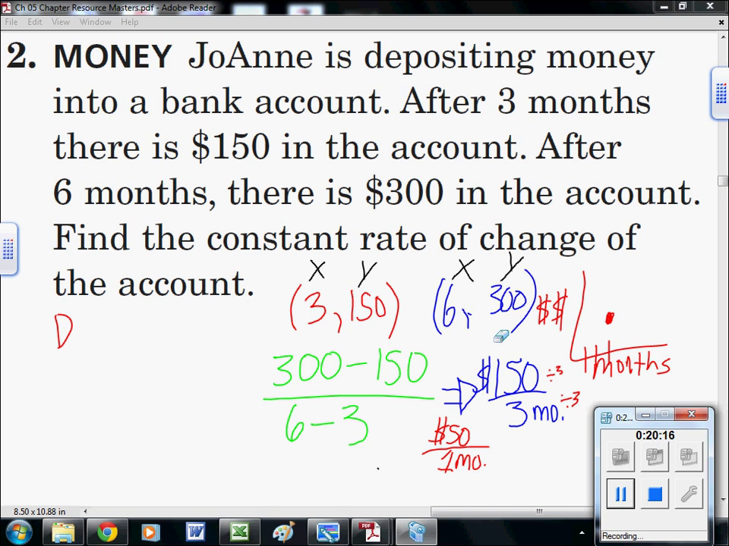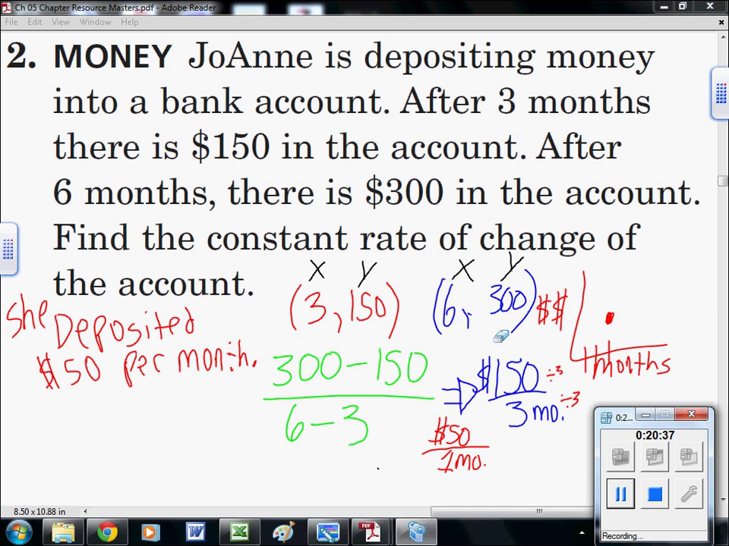So you could say she deposited, remember, interpret it in the context of the question. She deposited, I'll include she, $50 per month. That would be the constant rate of change, and that's also going to be your unit rate. Like I said, most often they're very similar.